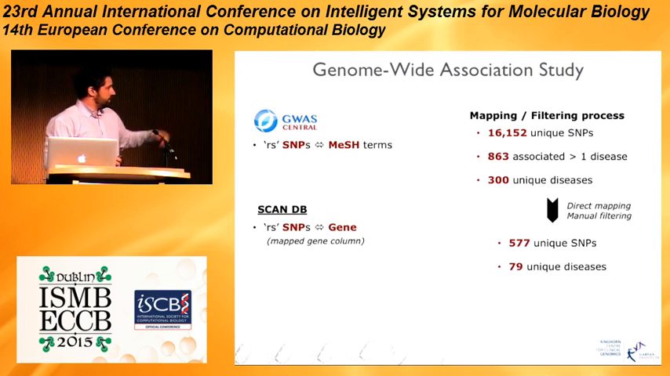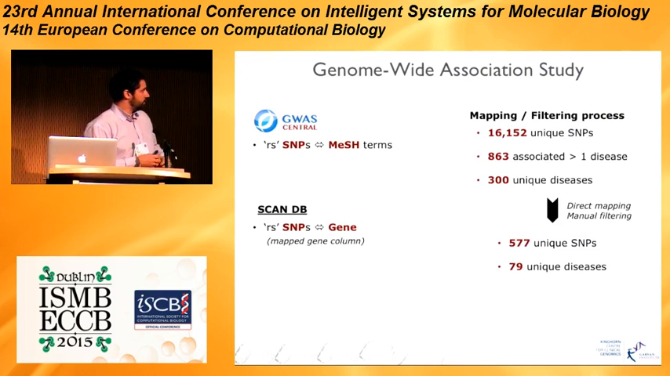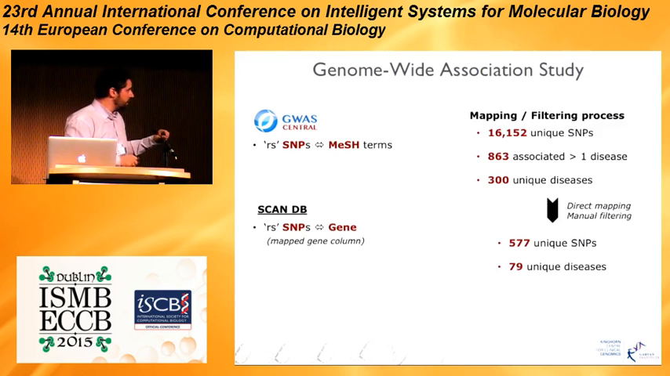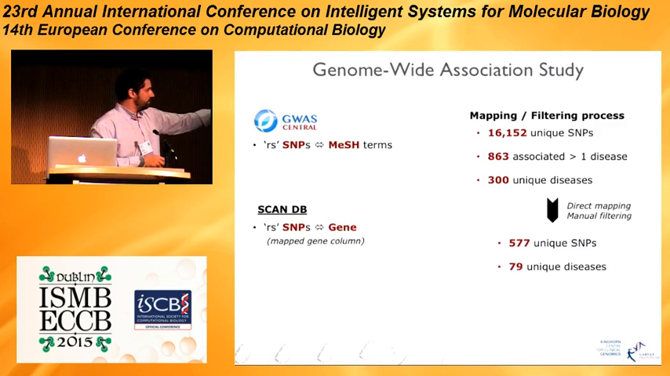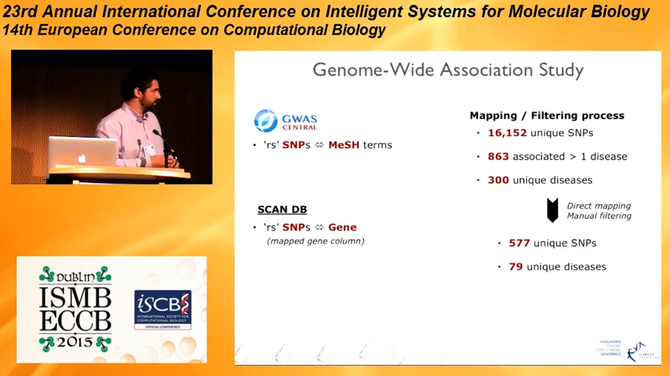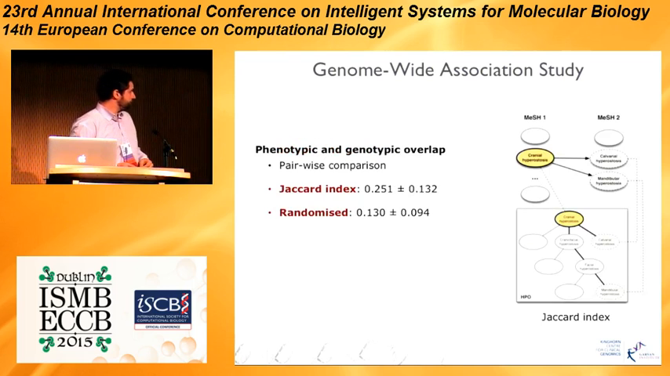The way in which we did the process, again, was a mapping and filtering process. We started with around 16K unique SNPs, around 800 of them being associated with more than one disease, and in total there were 300 such unique diseases, in the context of those 3,000 MeSH terms that we have focused on. By doing manual filtering and direct mapping between the data that we had and this data from GWAS Central, we ended up with around 500 unique SNPs and 79 unique diseases.